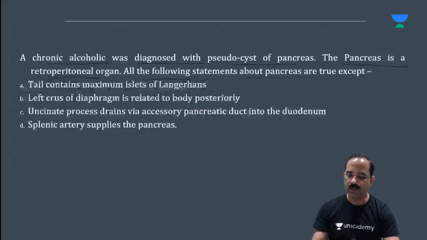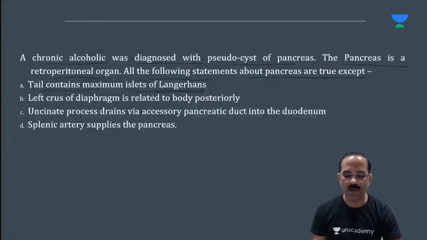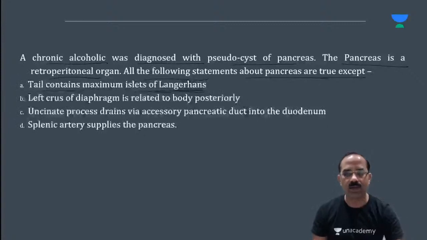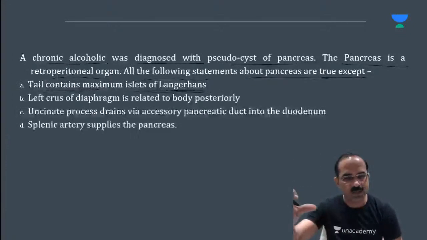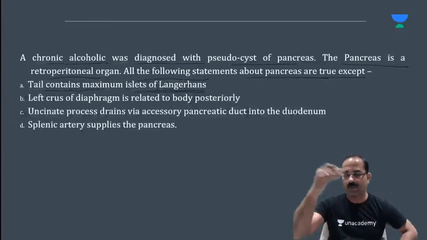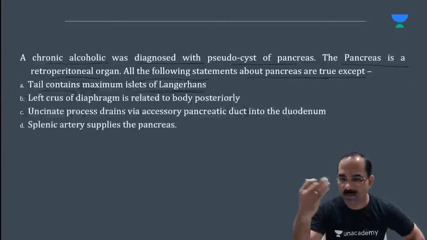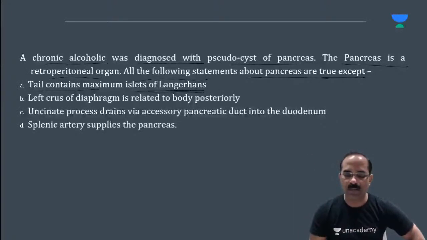All the following statements about the pancreas are true except: option 1, tail contains the maximum islets of Langerhans. What do you say? Yes, tail contains the maximum islets of Langerhans. And the tail of the pancreas lies in what? The lienorenal ligament. And when we are removing the spleen while doing a splenectomy, we have to be very careful because when we are cutting the lienorenal ligament, the tail of the pancreas has to be preserved. Otherwise, if the tail of the pancreas is gone, the person goes into diabetes mellitus.